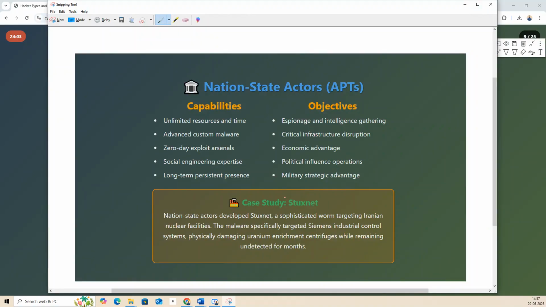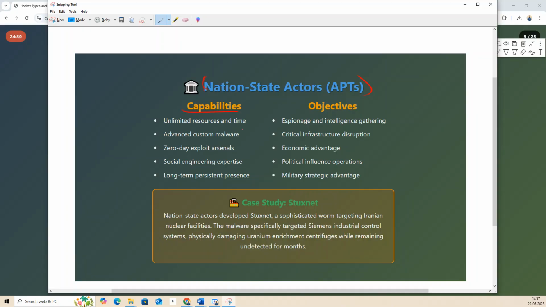Okay, now we enter the realm of cyber warfare. Nation state actors. These nation state actors represent the absolute pinnacle of cyber threats, and they are fundamentally changing the nature of international conflict. Look at these capabilities.